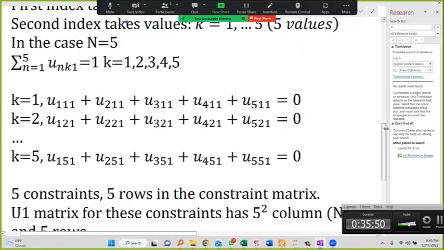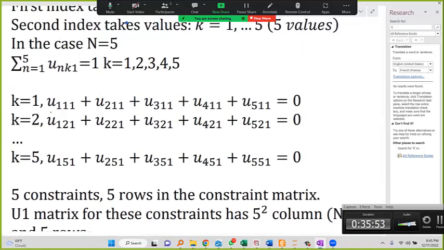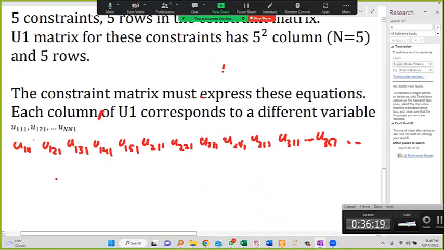The first constraint is this one. U1, 1, 1 plus U2, 1, 1 plus U3, 1, 1 plus U4, 1, 1 plus U5, 1, 1 equals 0. Okay. This is 1 times U1, 1, 1, right? This is 1 times U2, 1, 1. This is 1 times U3, 1, 1. 1 times U4, 1, 1. 1 times U5, 1, 1. So that means 1 times U1, 1, 1 plus 1 times U2, 1, 1 plus 1 times U3, 1, 1, and so on.